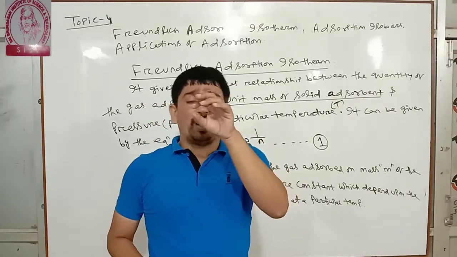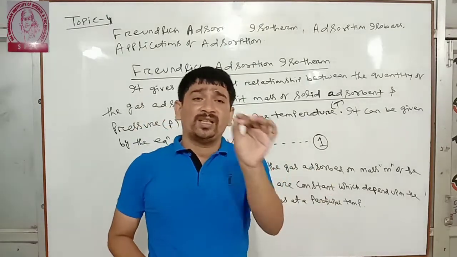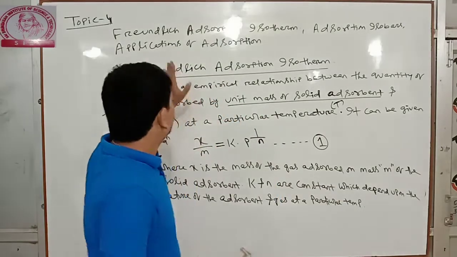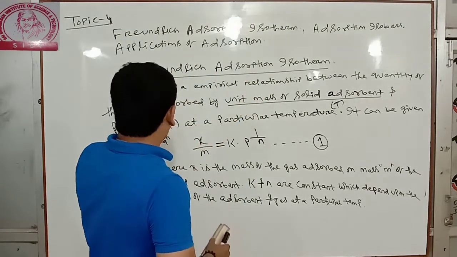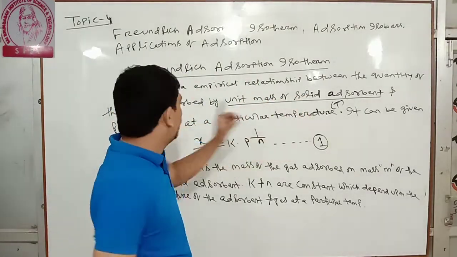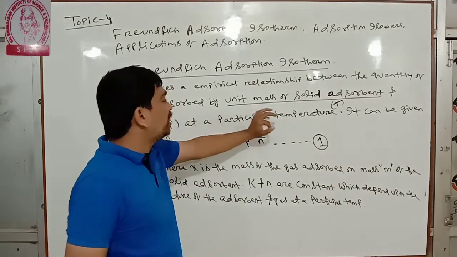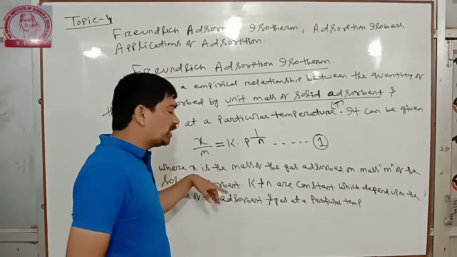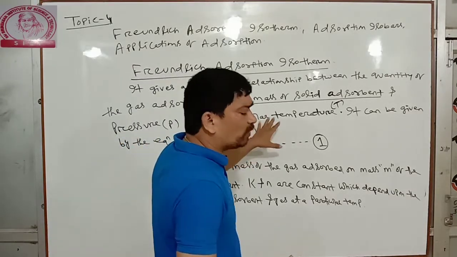This curve is called the adsorption isotherm, where x is the mass of the adsorbent and m is the mass of the adsorbent. Clear? Next, the Freundlich adsorption isotherm gives a relationship between the quantity of the gas adsorbed by unit mass of solid adsorbent and pressure p at a constant temperature. At a particular temperature, it can be given by the equation x/m = k·p^(1/n).